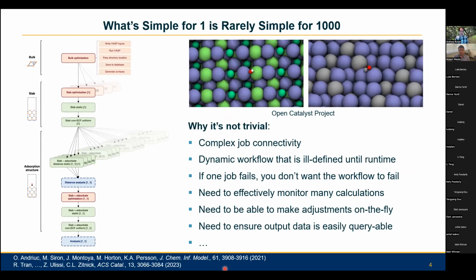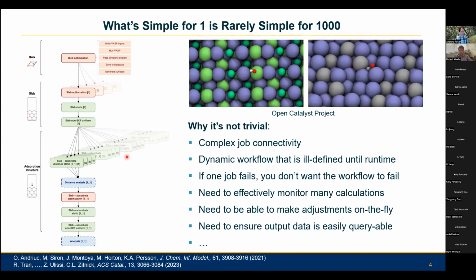And before I talk about some specific results that I'll be sharing with you, I do want to set the stage a little bit to describe why this is challenging. If you do quantum chemical calculations, obviously these calculations have been done for many years now, but what I want to emphasize is that what's simple for one calculation is rarely simple for 1,000 or 10,000. And I think catalysis is a great example of that.